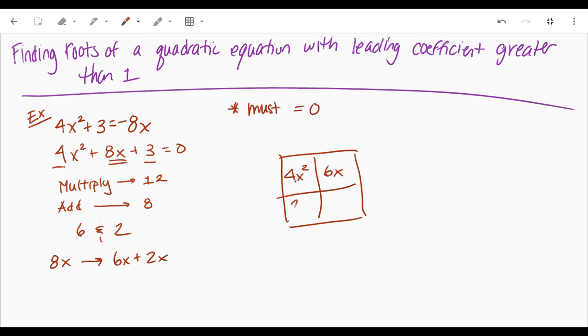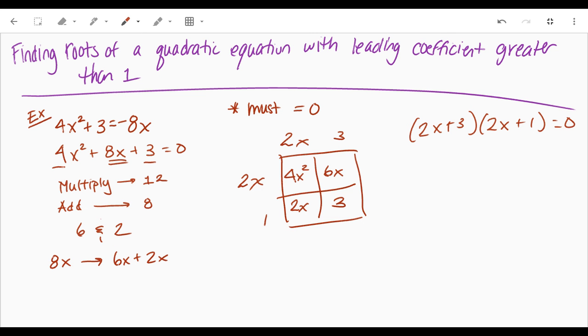6x, 2x, and the 3. Okay, so again, when I look in that top row, there's a 4 and a 6, so I can factor out a 2. And there's an x squared and x, so I can factor out an x, which then would make this guy 2x. So when I multiply them together, I get 4x squared, which means this is 1, and this is 3. So I'll have 2x plus 3 times 2x plus 1 equals 0.